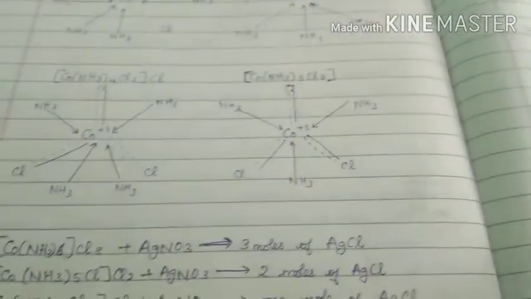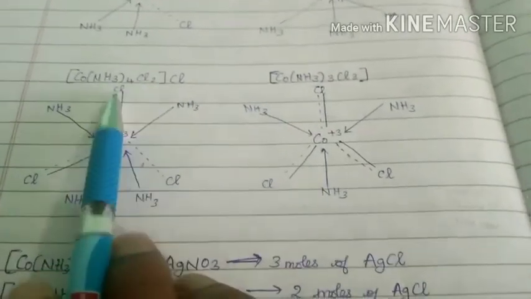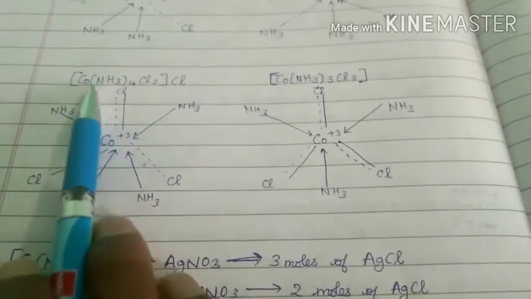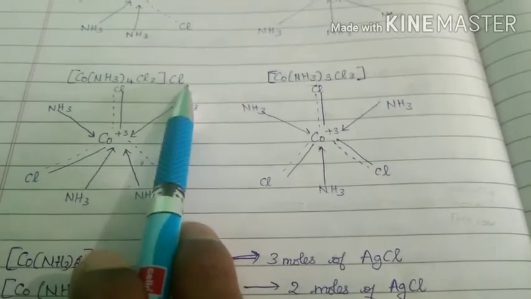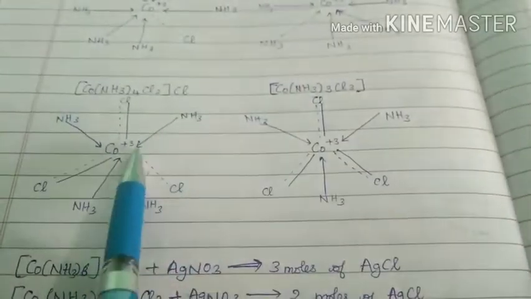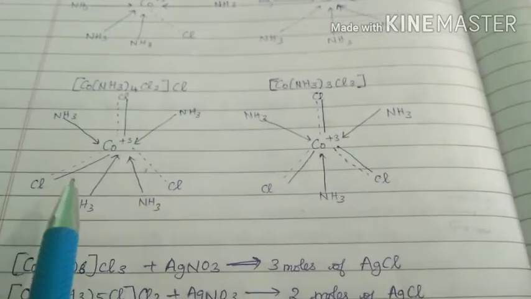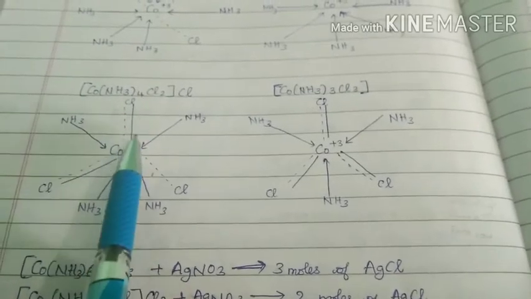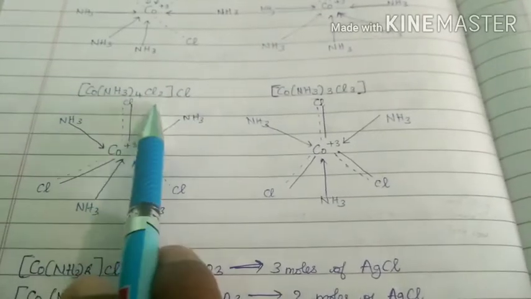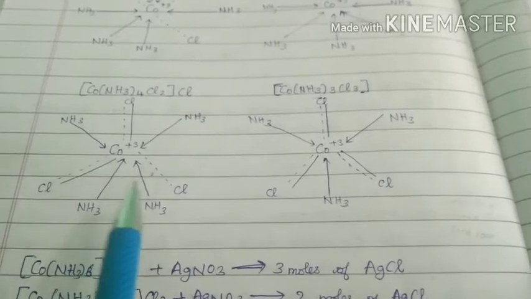Next, one more structure, Co(NH3)4Cl2 Cl. In this case also the cobalt oxidation state is plus 3. You can find it because ammonia is a neutral ligand, 0. Here 2 into minus 1 plus minus 1 is equal to minus 3, x minus 3 equal to 0. x equals plus 3. That means the oxidation state of cobalt is the primary valency. So that primary valency is satisfied by which ions? Negative ions. Here the negative ions are only chloride ions. So those 3 chlorides should be represented by dotted lines.